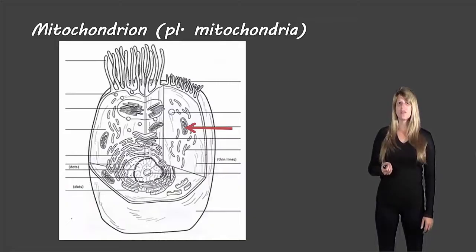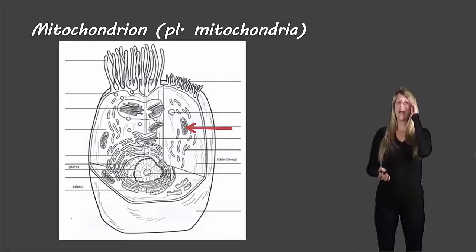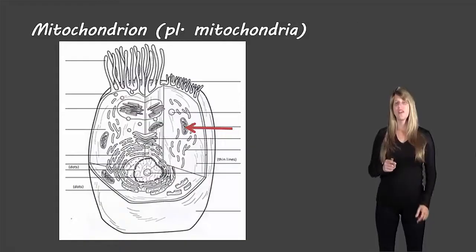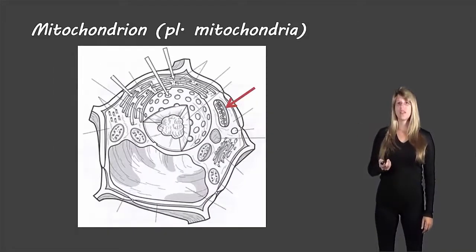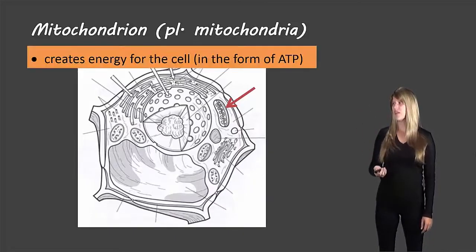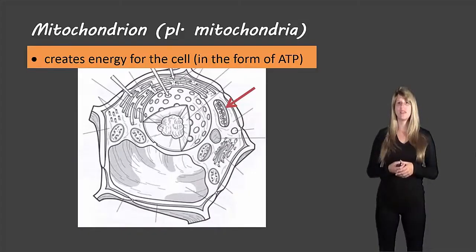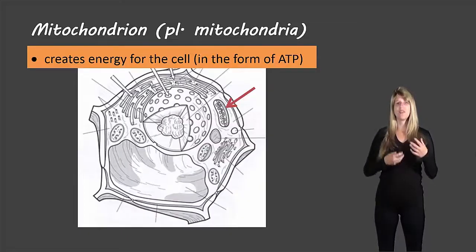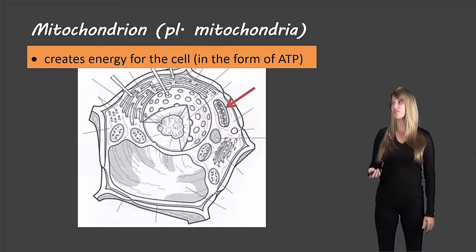The next organelle we'll look at is the mitochondrion, and this is in plural, this is mitochondria. So this one, I like to think of it, it almost looks like a hamburger with the little grill marks. So this is what it looks like on the animal cell, and here's what it looks like on the plant cell. You can see those little lines, the little grill marks. And it creates energy for the cell, and it makes a special type of chemical called ATP, adenosine triphosphate, and this is what the cell uses for its energy.